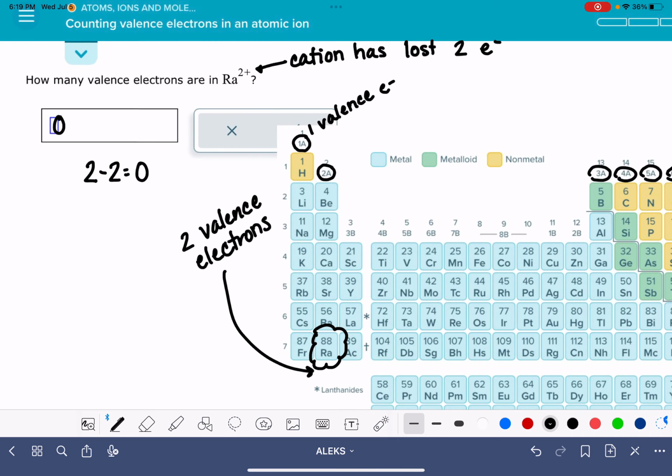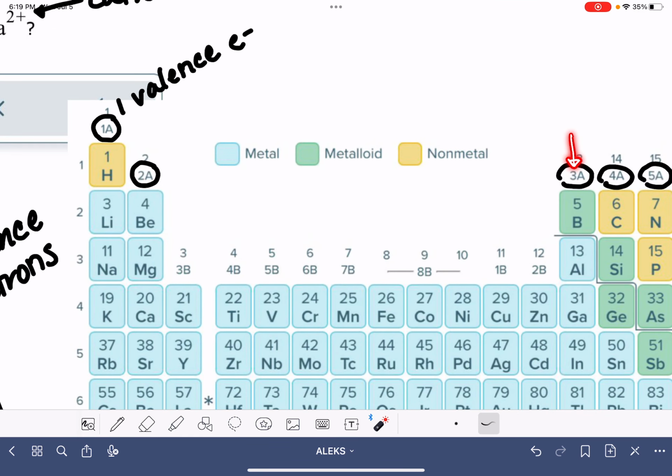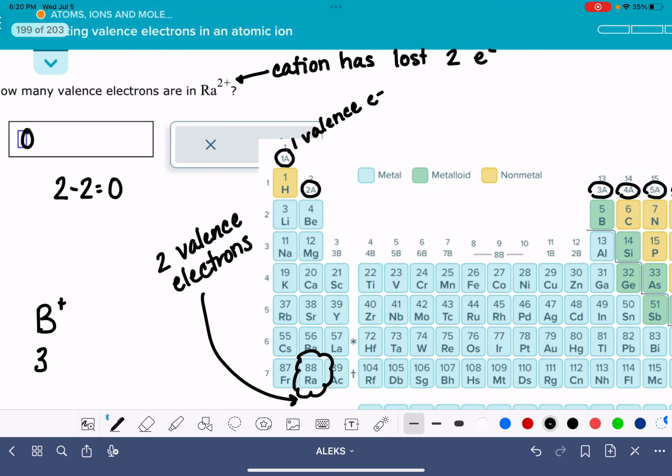That's not very exciting. Let's pretend, just to make it a little bit more exciting, that we will do B+. Let's say that was our atom, and we wanted to know how many valence electrons there were. We would need to find boron. It's right here. We would look to see what group it's in. It's in group 3. That means as an atom, it normally has 3 valence electrons. The plus sign means that it has lost 1, and so now it would have 2.